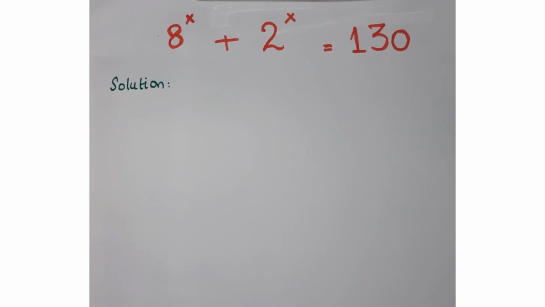Now look at this maths Olympiad question. The question is 8 to the power x plus 2 to the power x is equal to 130, and we have to find the value of x. Now let's find out the solution to this question.